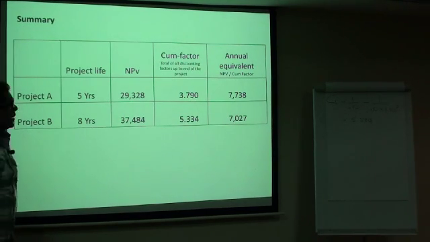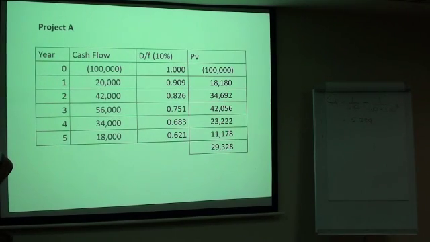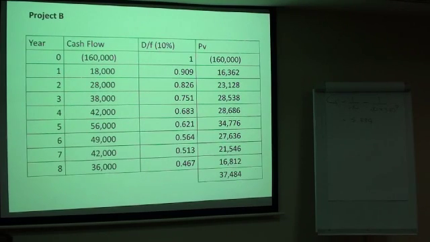Now, the question he asked was, to apply cumulative factor, shouldn't the cash flows be the same? Exactly the point. Very good question. Here, we are trying to ask: is a 5-year project giving you 29 million good, or an 8-year project which is giving you 37 million good?